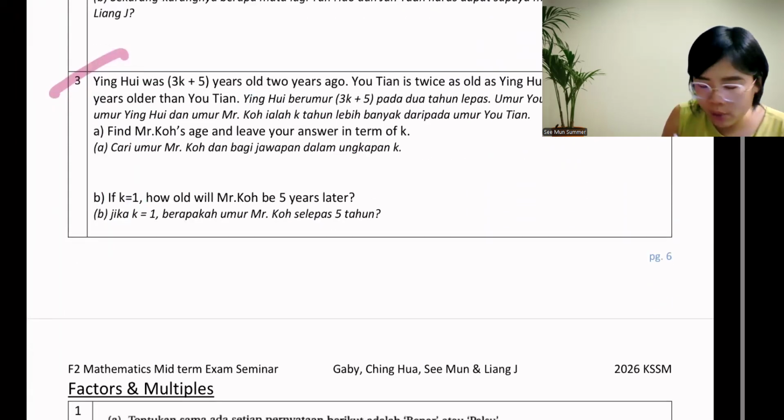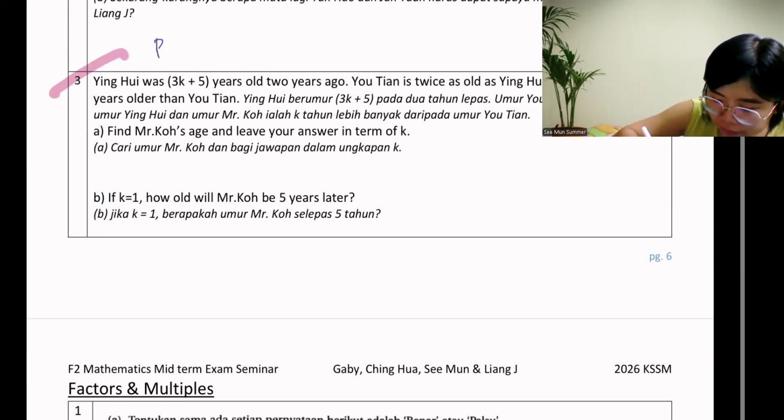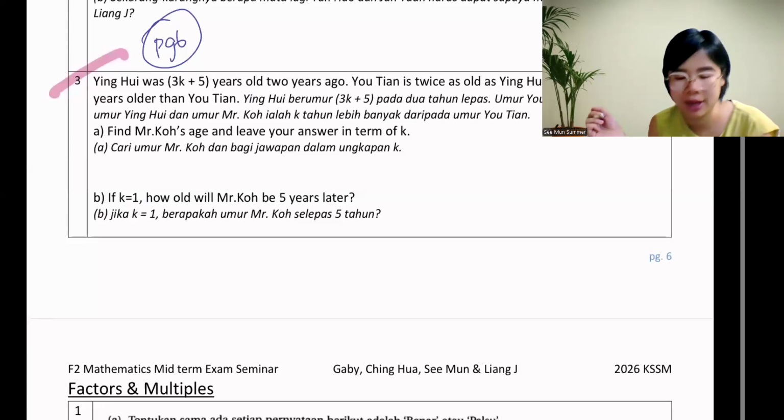I think they always like to ask this. Same page 6, but question number 3. This is fun. They like to ask this type of question a lot, seriously. So you must do some lah. Okay?